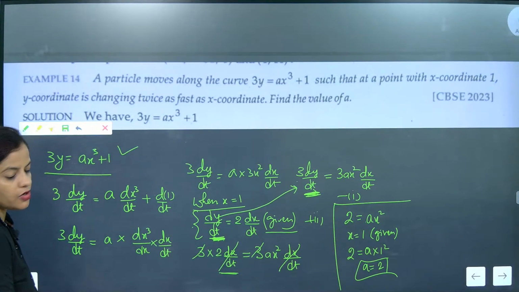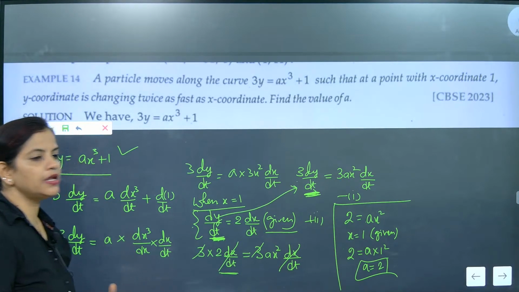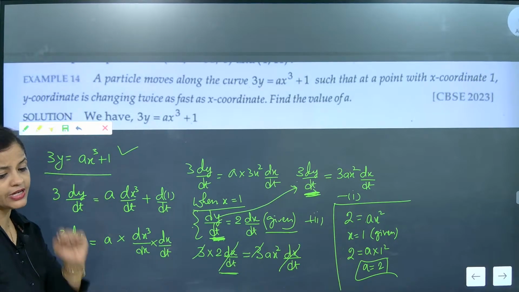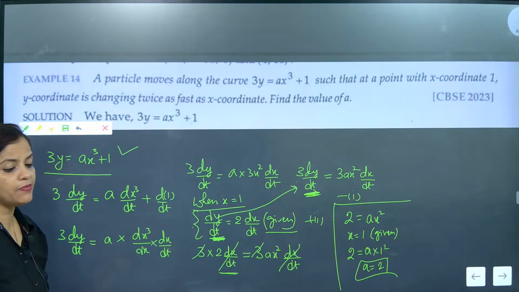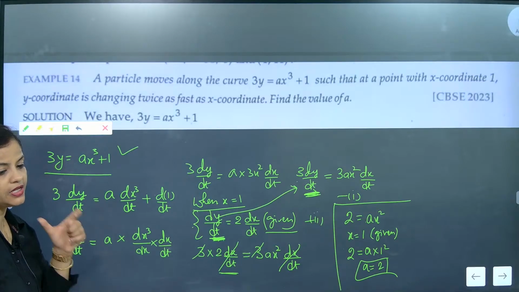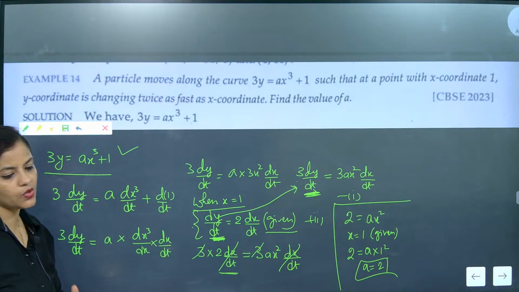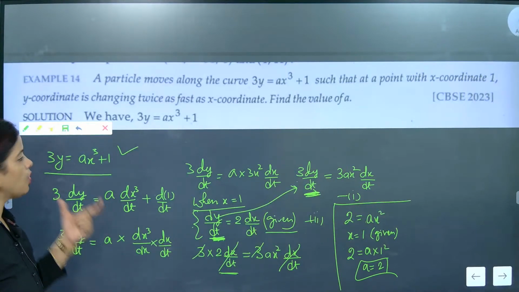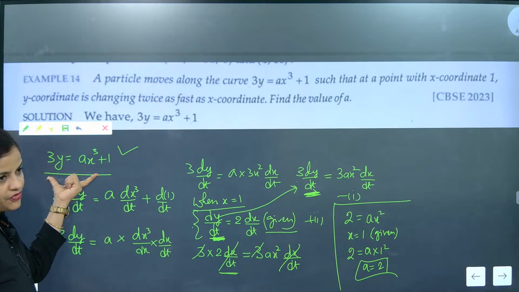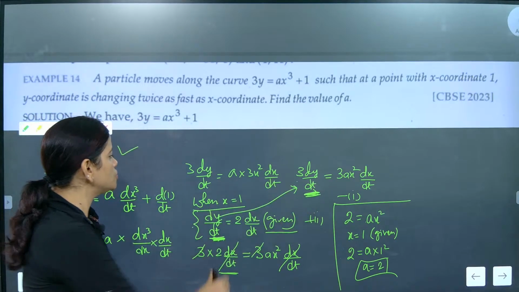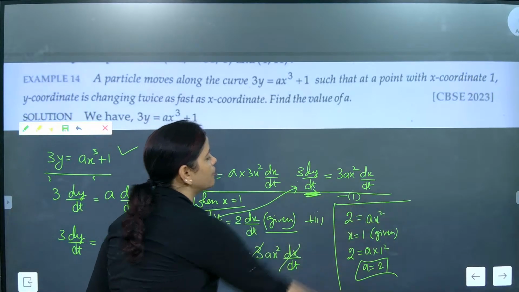Now listen, beta. This is a very simple question, yet the statement made it complex, and this question came in CBSE 2023. If you cannot understand the question, the content is so easy. What we did was take the curve given, differentiate it, and keep it here. So this is exactly the differentiation of the curve.